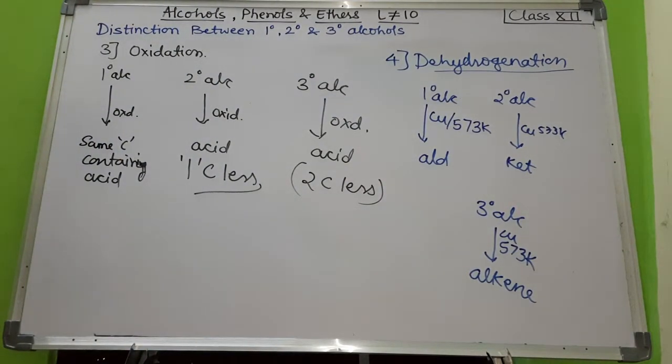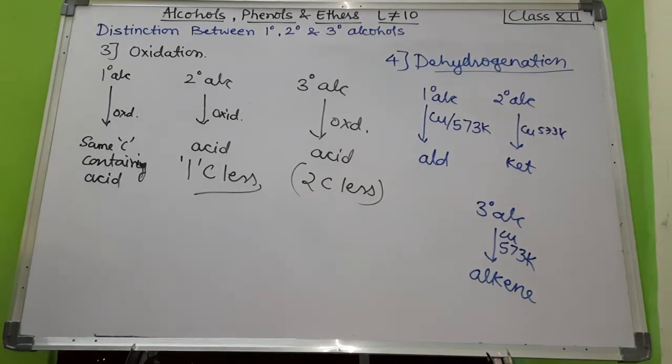There is one more method, that is by using ceric ammonium nitrate. But this test is used only for alcohols. We can say whether the compound is alcohol or not, but we cannot distinguish between primary, secondary and tertiary using ceric ammonium nitrate. When an aqueous solution of alcohol is treated with ceric ammonium nitrate, and if it gives pink or red coloration, it confirms that the compound is alcohol.